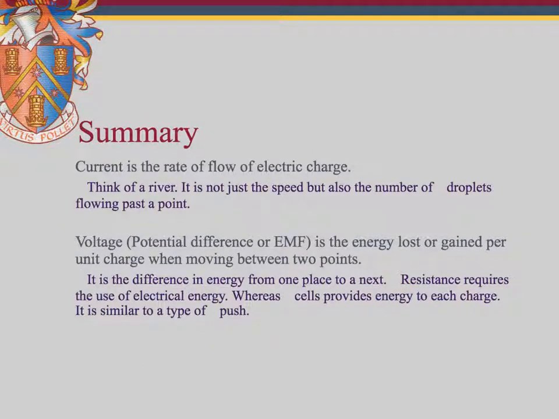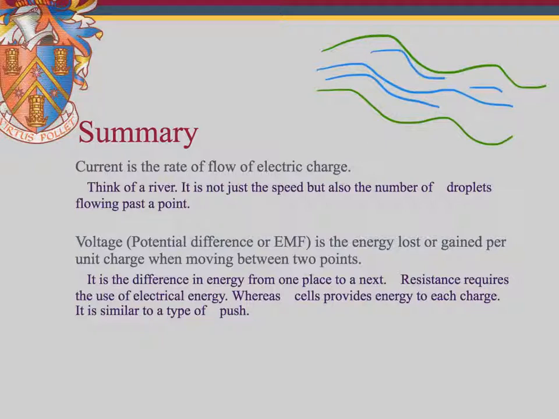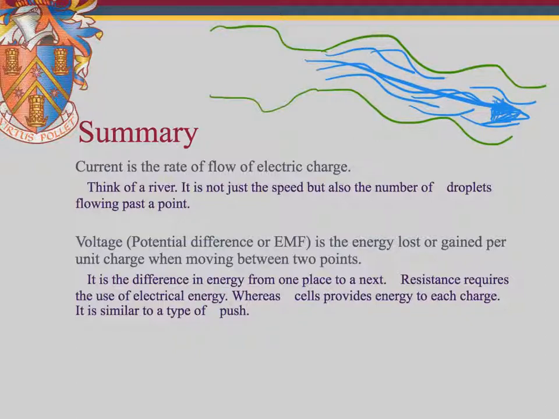So just a quick summary, current is the rate of flow of electric charge. Okay, so think of a river. So here's our river, and there's water flowing down the river. Now, water flow can vary in two ways. One, you can make it much faster. Okay, so you can make it speed up, and if you do that, then you increase your rate of flow. But we could also widen the river and make it deeper and get a much larger volume of water passing through a point. Then we could also change the rate of flow.